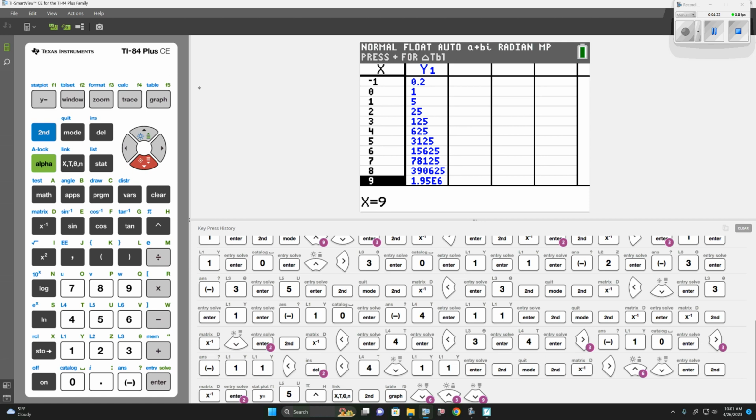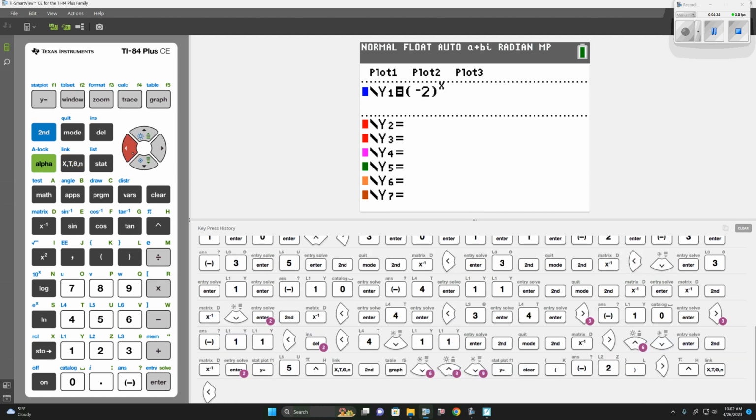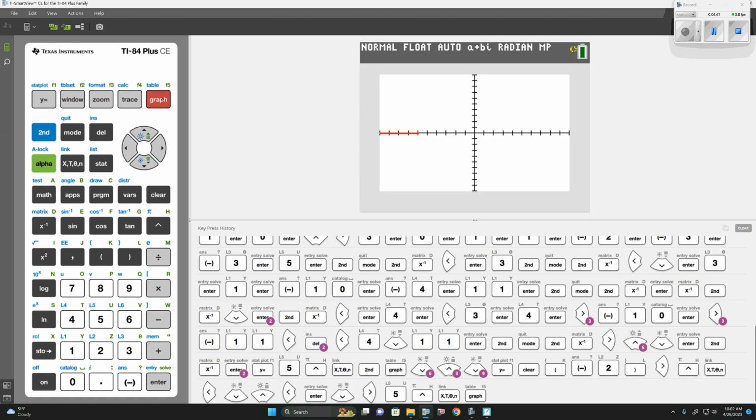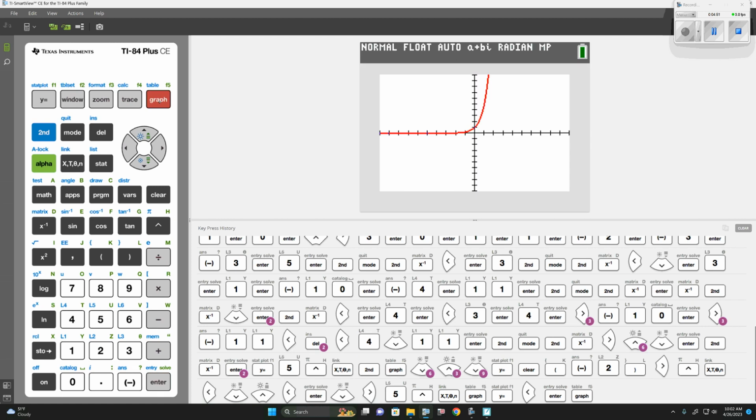Because if we said here, well, we can clear that out. So if I said negative 2 to the x, and we graph, well, before we graph that, I'm going to hit enter and look at, say, 5 to the x first. We have this here. So that's the graph of 5 to the x. Now, I'm going to turn this one back on and say graph. And if we look at this here, do we have a blue graph? No, but we do have values.